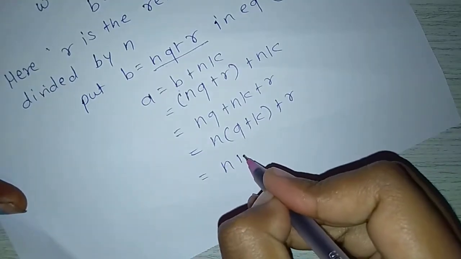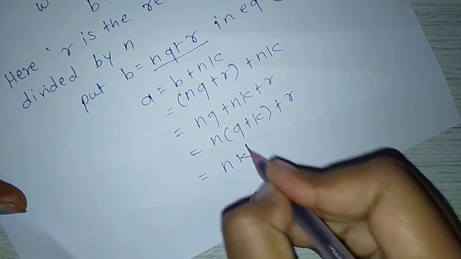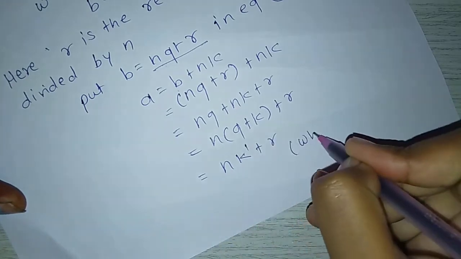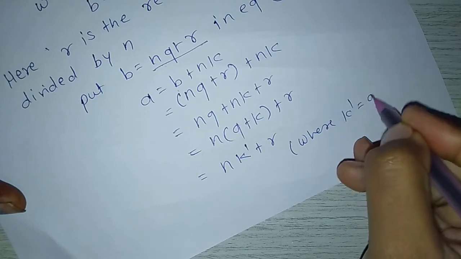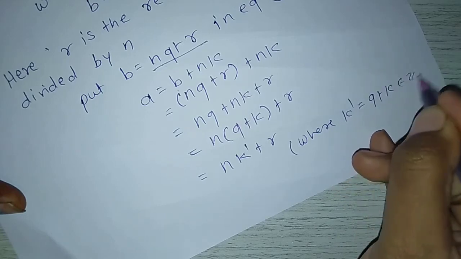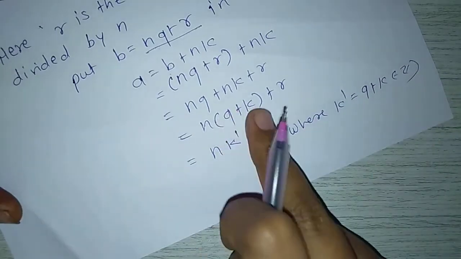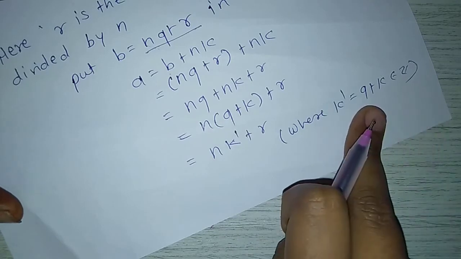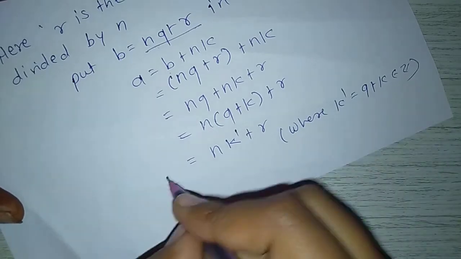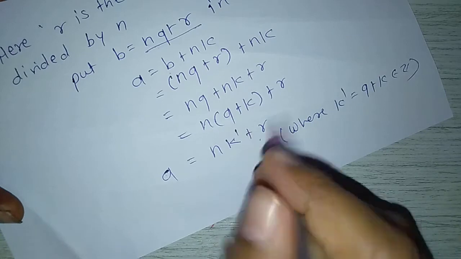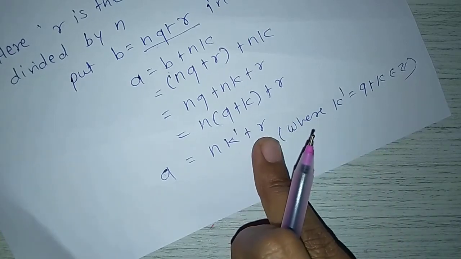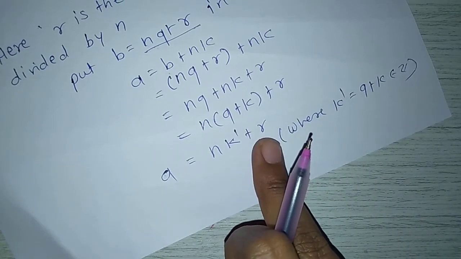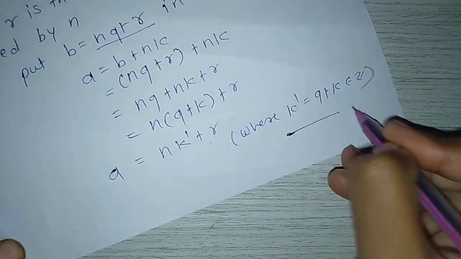n k dash plus r, where k dash equal to q plus k belongs to Z. Here q, k belongs to Z, therefore their addition also belongs to Z. a equal to nk dash plus r means r is the remainder. Give as equation number 3.